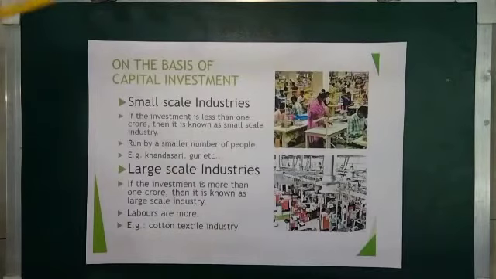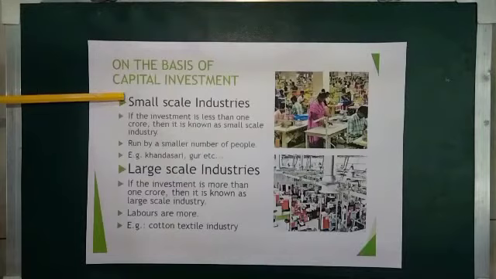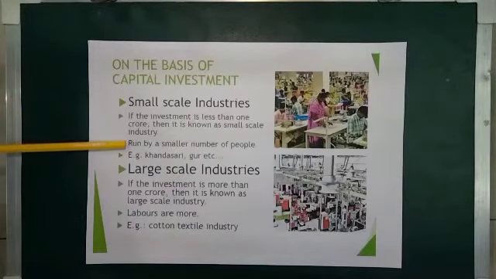Classification on the basis of capital investment. Those industries where investment of capital is less than 1 crore are called small scale industries. It is usually run by a small number of people. Example, mat, furniture, toys, bread, etc.